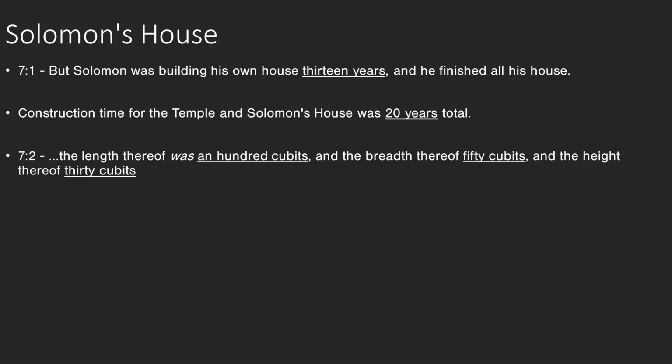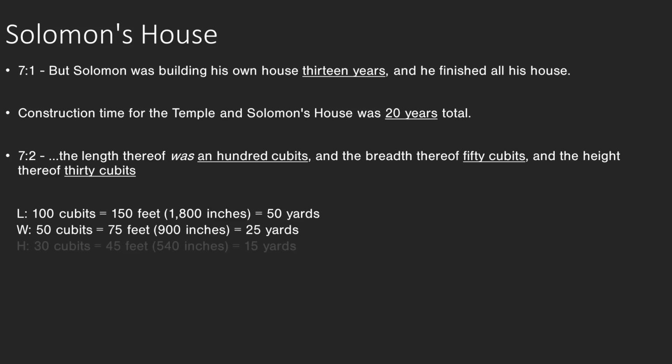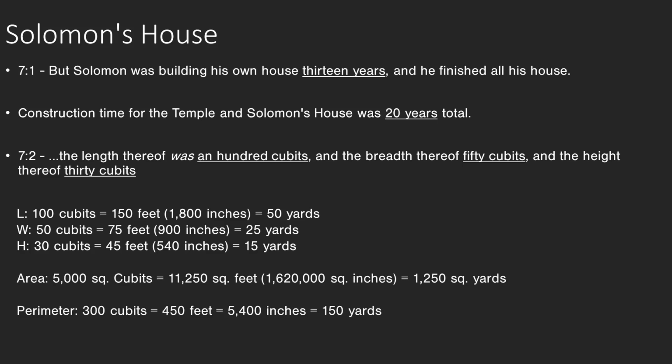He spent almost double the time making his own house. And the length thereof was 100 cubits, and the breadth thereof 50 cubits, and the height thereof 30 cubits. Compare those dimensions to the outer court of the tabernacle from our previous presentation. So there it is in length, and in breadth, and in height we get 54, so that's a quarter of a moon there, and the area within, and the perimeter we get our 54 yet again.